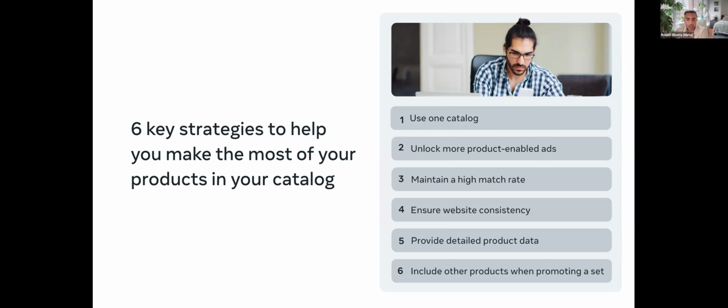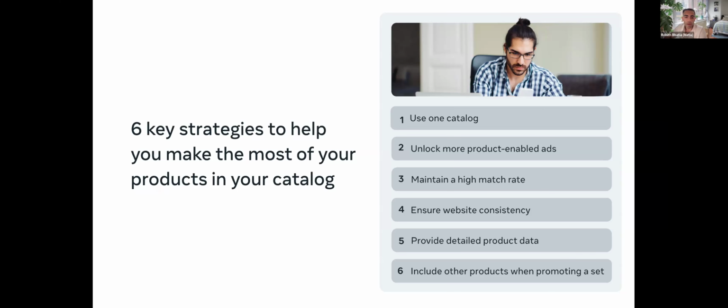Fifth, provide rich product data. Rich product data includes detailed descriptions, high-quality images, and accurate specifications. This helps customers make more informed purchasing decisions and increases the likelihood of conversion.